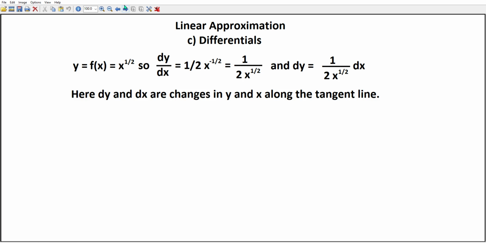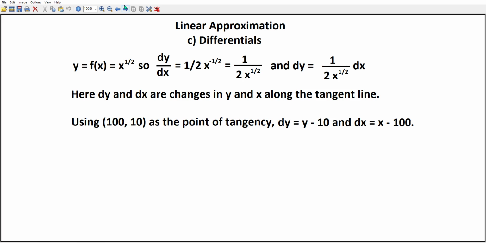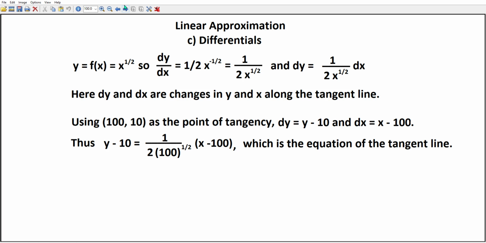Now here we're going to think of dy and dx as changes in y and x along the tangent line from our reference point. So using (100, 10) as the point of tangency, dy is y minus 10, and dx is x minus 100. And when we plug in, we get y minus 10 is 1 over 2 times 100 to the 1/2, times x minus 100, which is the equation of the tangent line again. So when you plug in, you get 9.98.